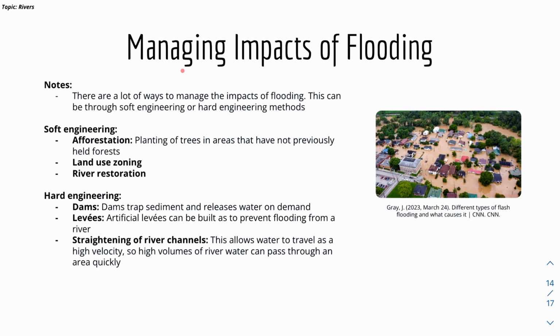And then we have managing impacts of flooding. There are a lot of different ways to manage the impact of flooding through soft engineering and hard engineering, where soft engineering basically includes afforestation, land use zoning, and river restoration. And hard engineering is more like, let's say, you build structures to prevent or to manage flooding, which includes building dams, building artificial levees using concrete, and straightening the river channel.